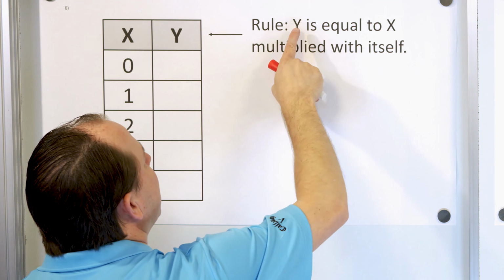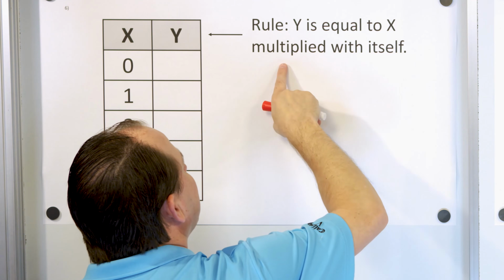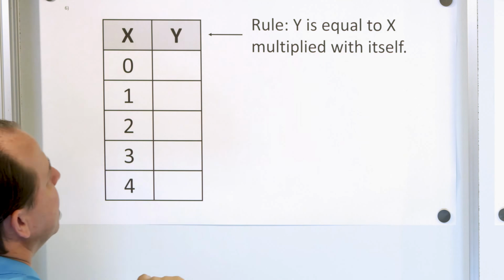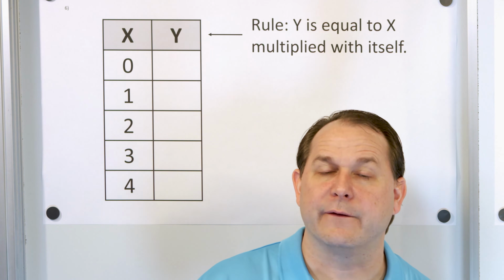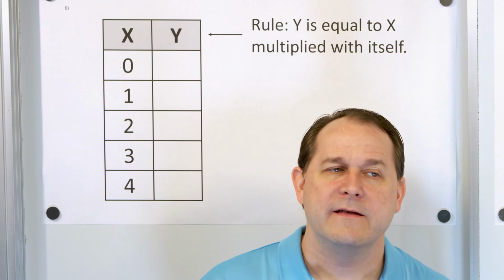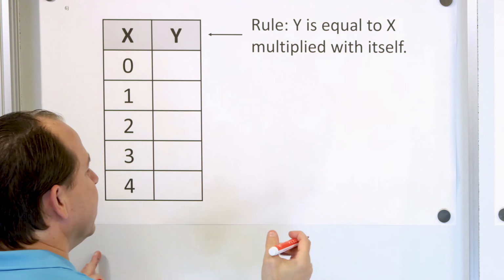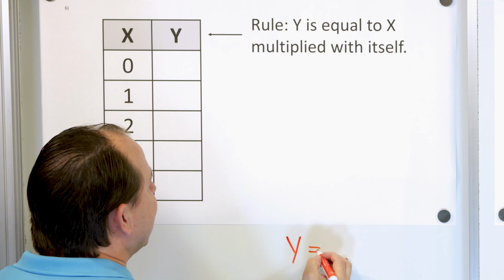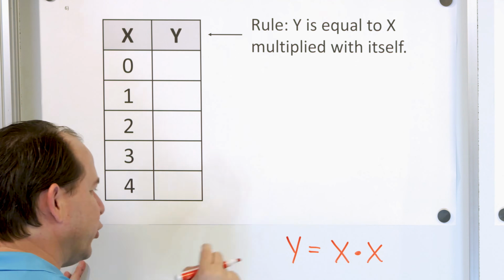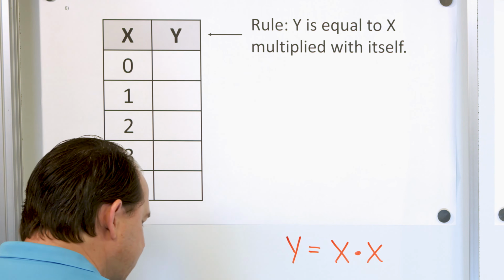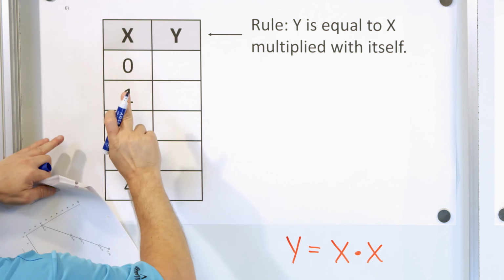The rule is that y is equal to x multiplied with itself. So that doesn't mean x times 2 or x times 3. It means x times itself, means x times x. That's when you multiply something times itself. So in terms of math, you would say that y is equal to x multiplied by itself would be x times x. That looks a little weird the first time you look at it, but I promise you it's not that bad.